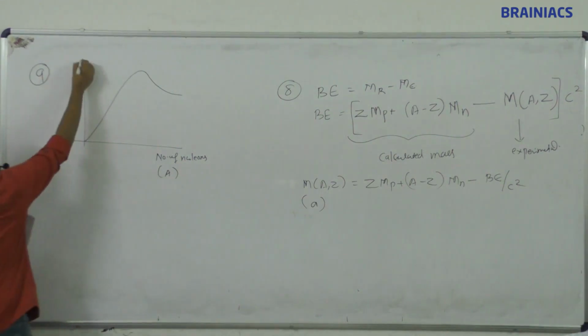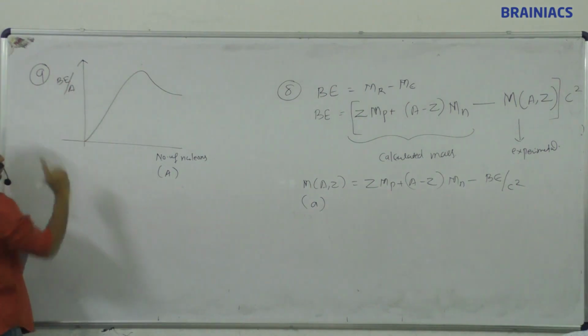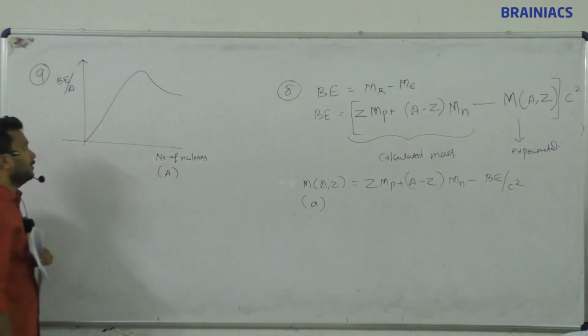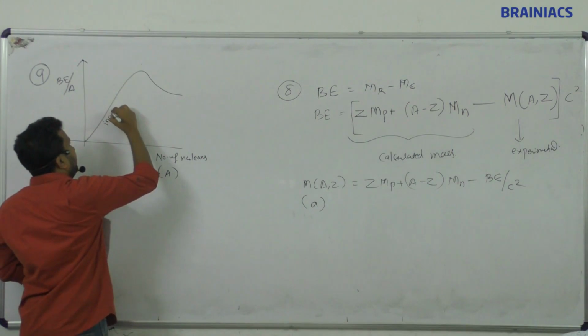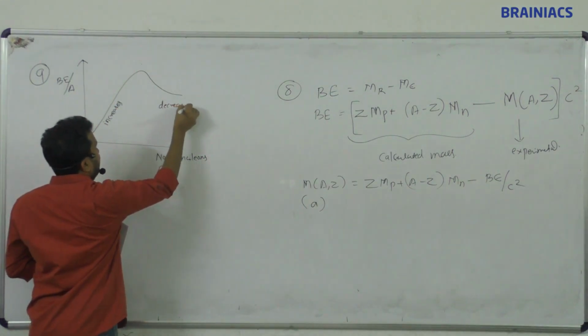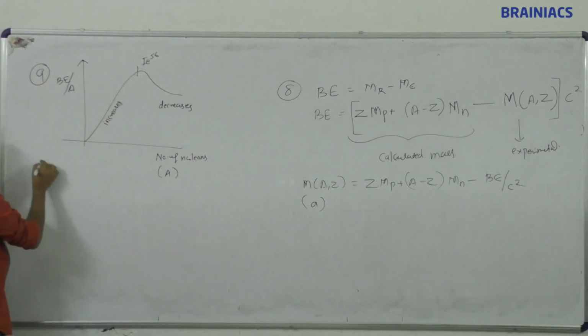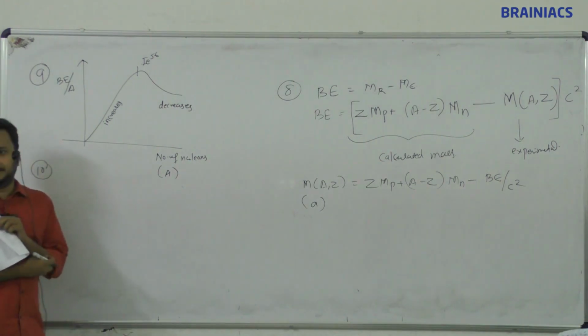This is a graph for binding energy per A. Per A means per nucleon, the mass number, which divides to give per nucleon. So it first increases, then decreases. What is the top value? Iron, 56.